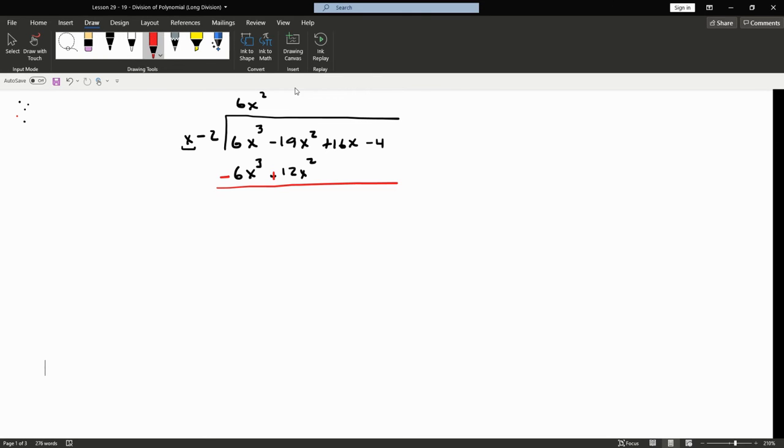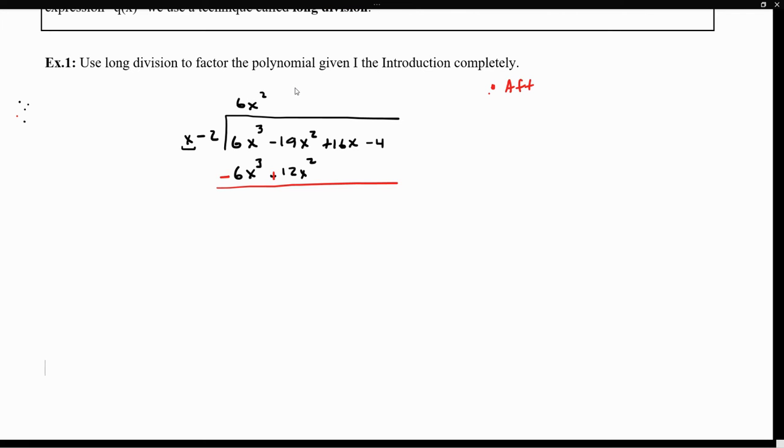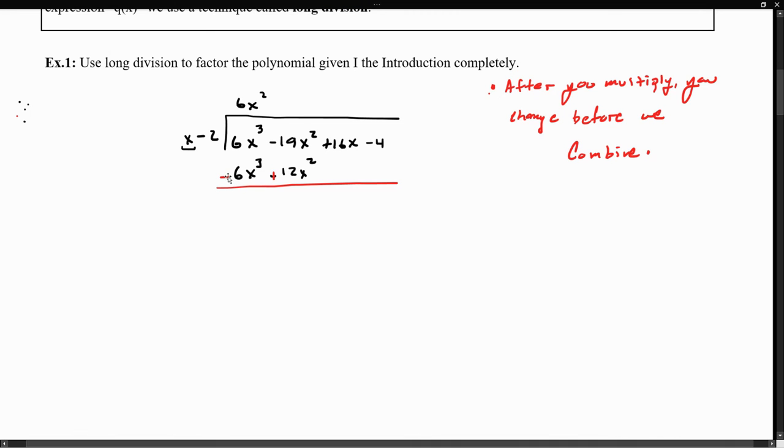So let's just write it out. After you multiply, you change the sign before we combine. Always. This is just part of the procedure. And now that we have properly changed the sign, let's combine them. Well, notice that if we combine them, this term is going to cancel out. And that's essentially what we wanted. We want to start reducing our expression. So we're going to try to eliminate terms, one term at a time.